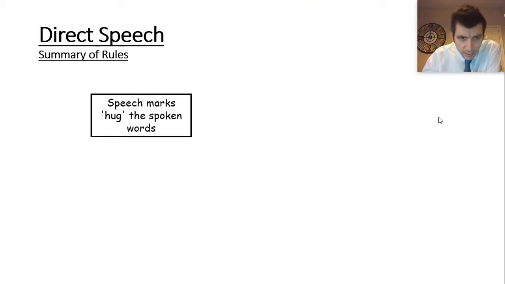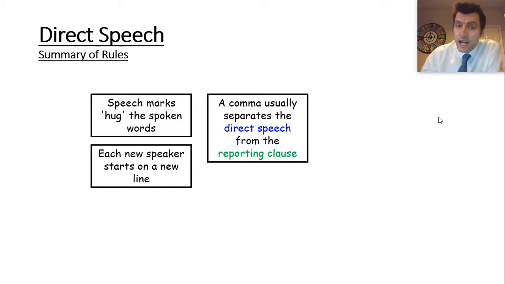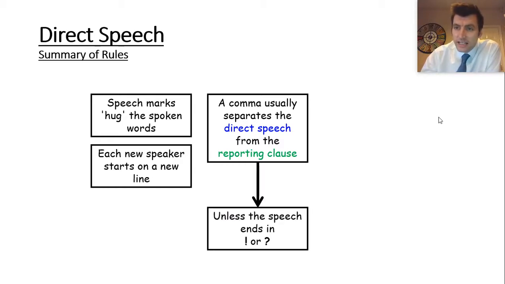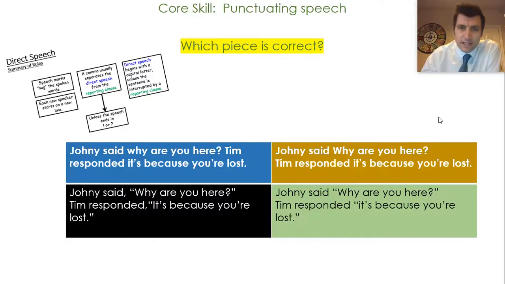Okay, so those rules. Speech marks hugging the spoken words. New speaker, new line. Really important on that one, guys, because people just don't bother reading it if it's too hard to read. Comma, separating the direct speech from the reporting clause, unless it's an exclamation point or a question mark, and the direct speech beginning with a capital letter.